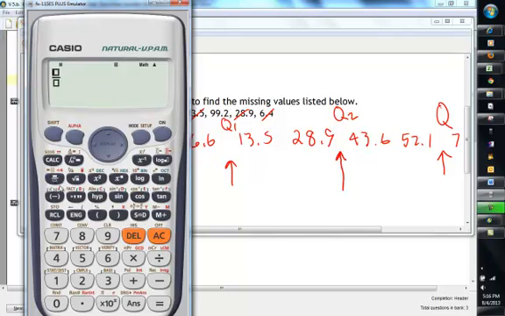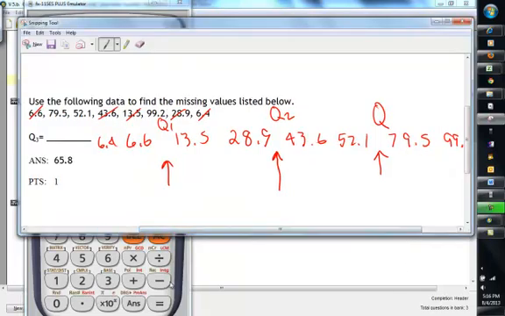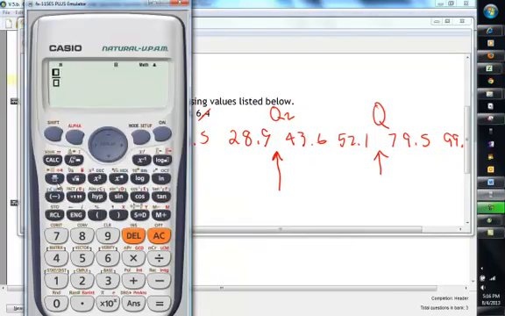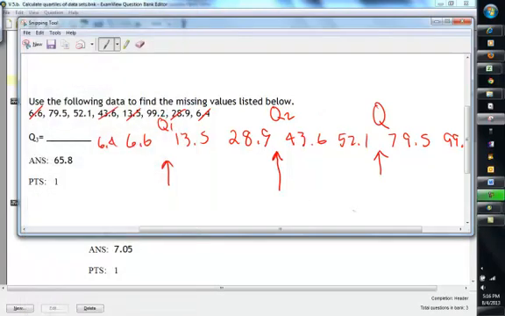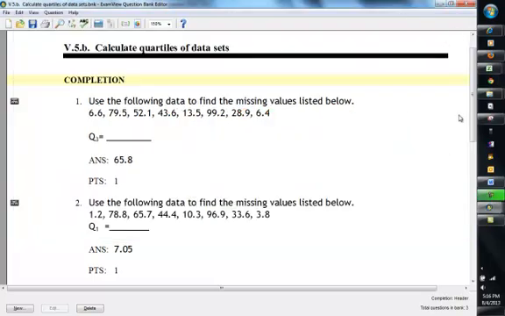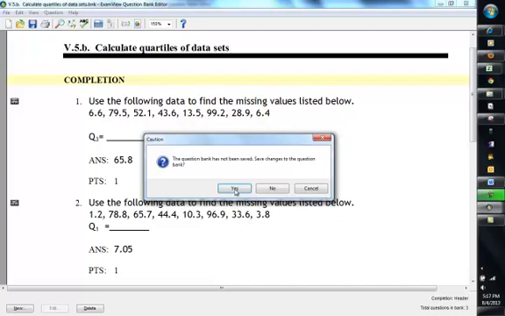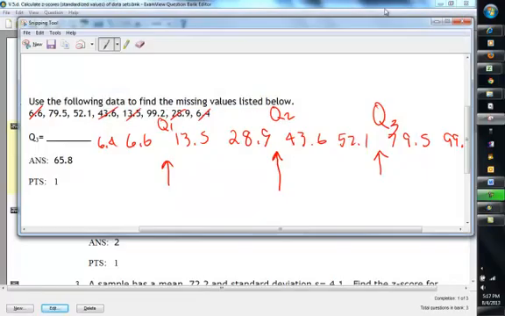The next one, Q2, would be 28.9 plus 43.6 divided by 2 is 36.25. And then the last one, 52.1 plus 79.5 divided by 2 is 65.8. So those are Q1, Q2, and Q3. Q0 and Q4 are, of course, the smallest and the largest values. Next one.